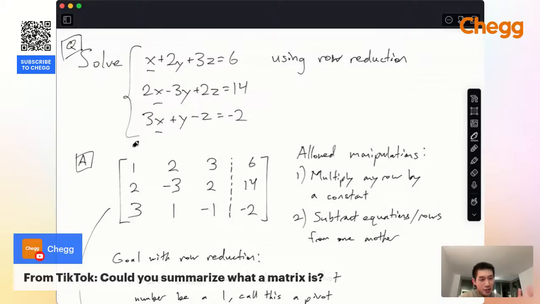But then there will be a certain point in the class where you start to view a matrix as more of a transformation. And maybe I won't speak too much on that today.